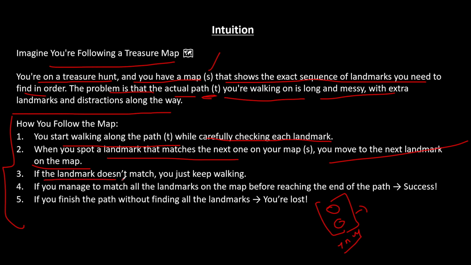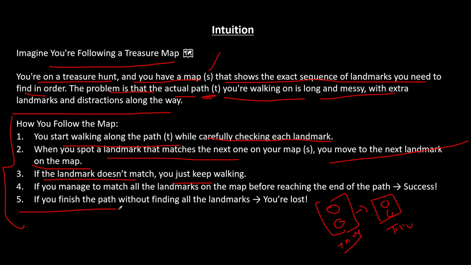Now, if the landmark does not match, we just keep walking in T, which is the original path, because to get S, we have to iterate T, right? That is the simple logic and understanding. So if we manage to match all the landmarks in a similar way, and after walking a few miles we get another character in the original path T which matches S, we'd also mark it as true and move ahead, right?